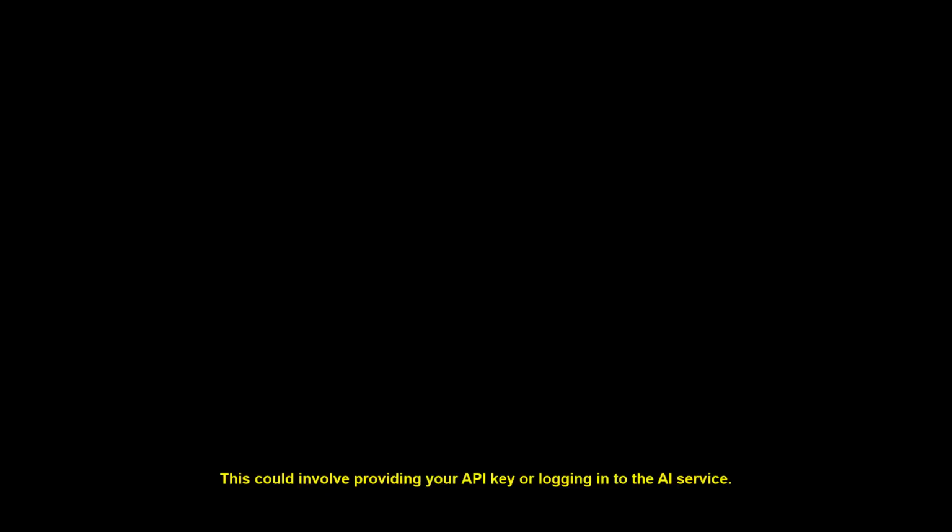This could involve providing your API key or logging into the AI service. Make sure to grant any necessary permissions during this process. Once authenticated, you will see a confirmation that the AI service is connected. Now, proceed to configure the trigger settings as required. Define the specific conditions that will activate your automation.